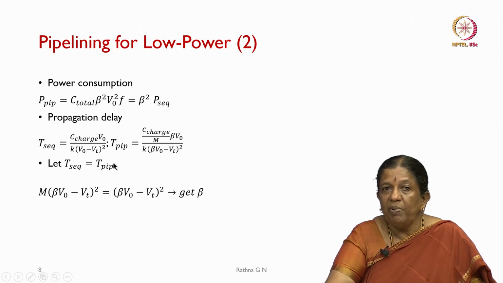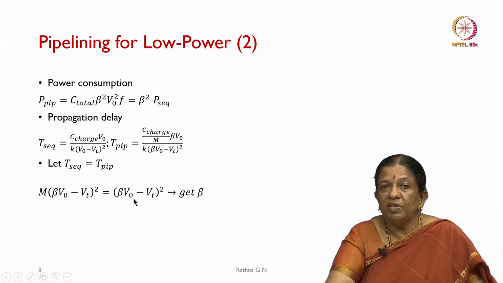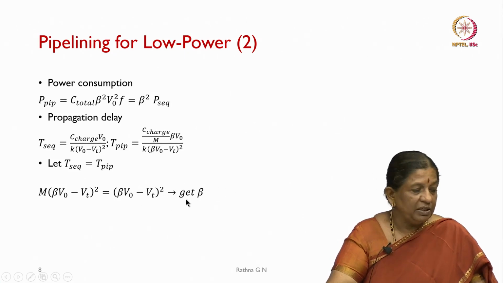Then we apply that T sequential is equal to the period of the pipelining stage. If we substitute them and simplify, we get M into (beta into V naught minus V t) whole squared, which is equivalent to beta into (V naught minus V t) whole squared. From this equation we will get our beta.